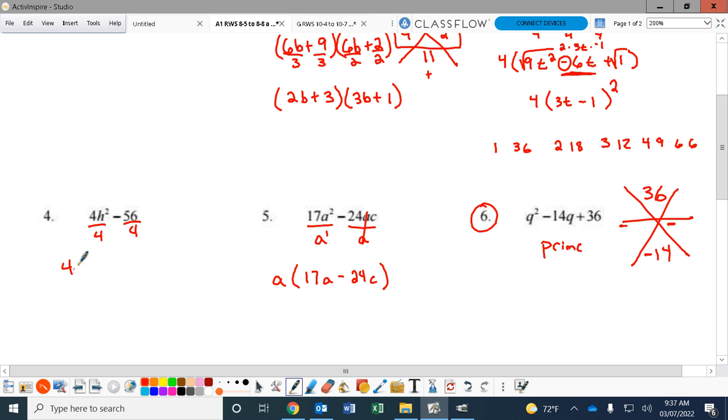Yeah, so we've got to divide by 4. So 4 goes out in front. That leaves you h squared minus, what's 54 divided by 4? 14. Okay. So we've done GCF. The only other thing for 2 terms is difference of perfect squares. Since the 14 is not a perfect square, we can't do anything else. You know you got to stop. Okay.